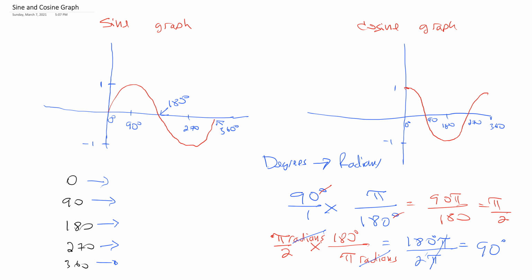Are you following me? I can explain it again. Sometimes it makes more sense to see your wiping out happen if, instead of writing the degree symbol, you write the word degree and then degree, and you can actually see the degree words wipe out like in chemistry. You got that?